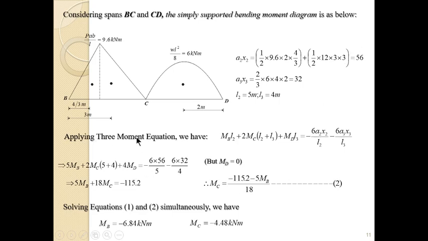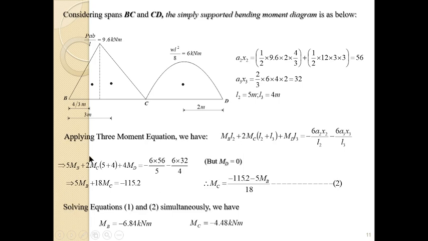So we write the three moment equation again in terms of MB and MC. So this is the three moment equation. If we substitute the value of our L2, which is 5, this is 5 MB. Here, this is 5 plus 4, which is 9, 9 times 2, 18.